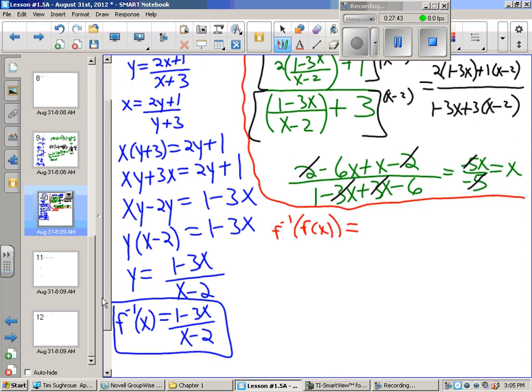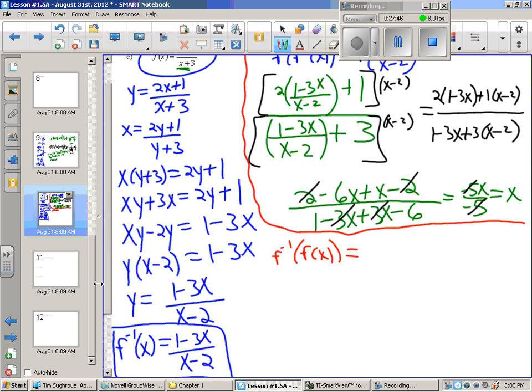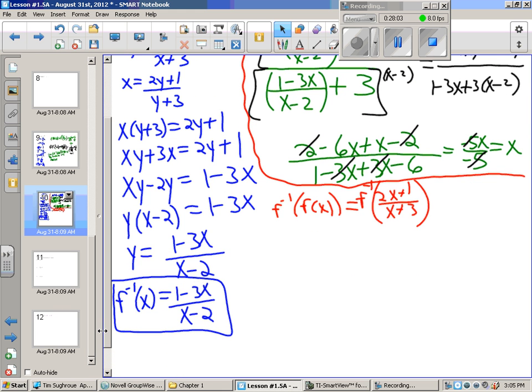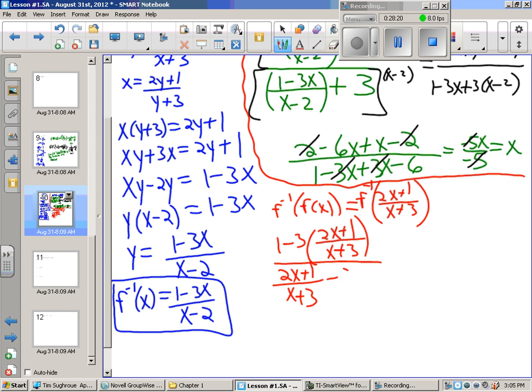Take x, plug it into the original function, you get out a 2x plus 1 over x plus 3. Now this is going into the inverse function. The inverse function says take 1 minus 3 times whatever comes in, all over whatever comes in, minus 2. So I'm going to take 1 minus 3 times whatever comes in, all over whatever comes in, subtract 2.